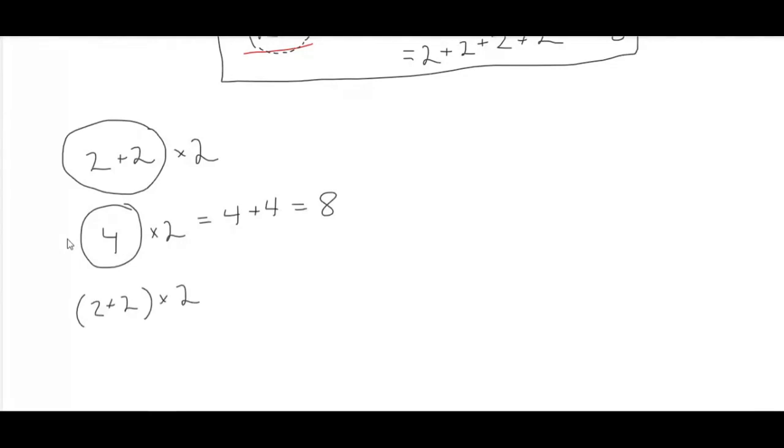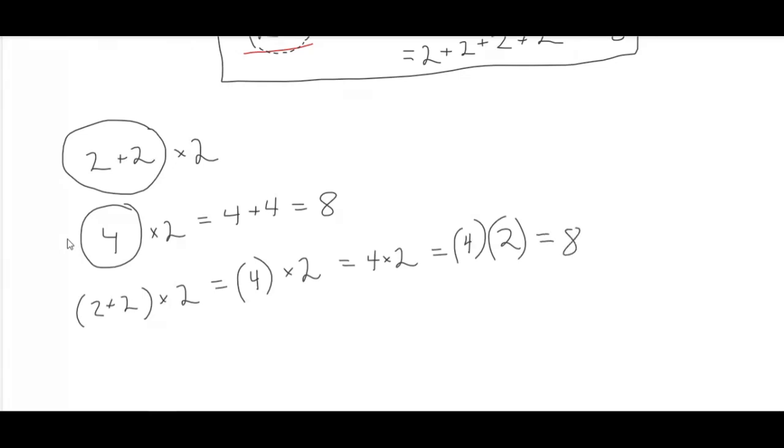2 plus 2 times 2, well, that's the same as 4 times 2. Now that it's just one thing, you don't really need the bubble around it, right? You could write it like that, right? You could also write it like this, because another mathematical short form is when you have two sets of brackets just beside each other, it also means multiplication, right?